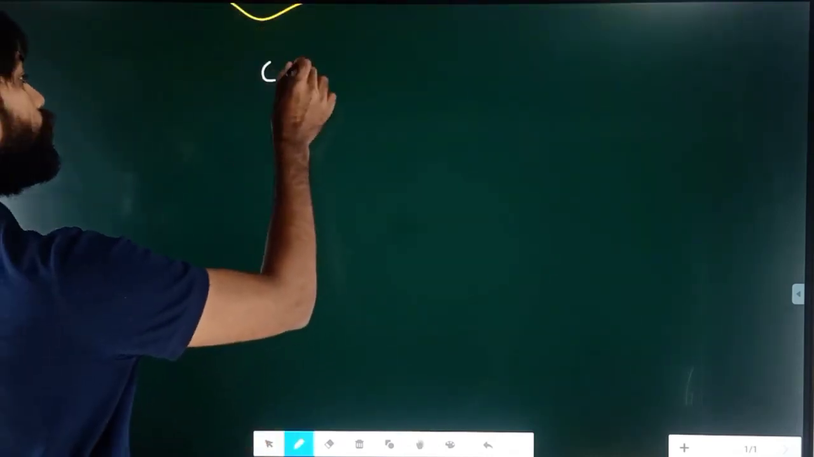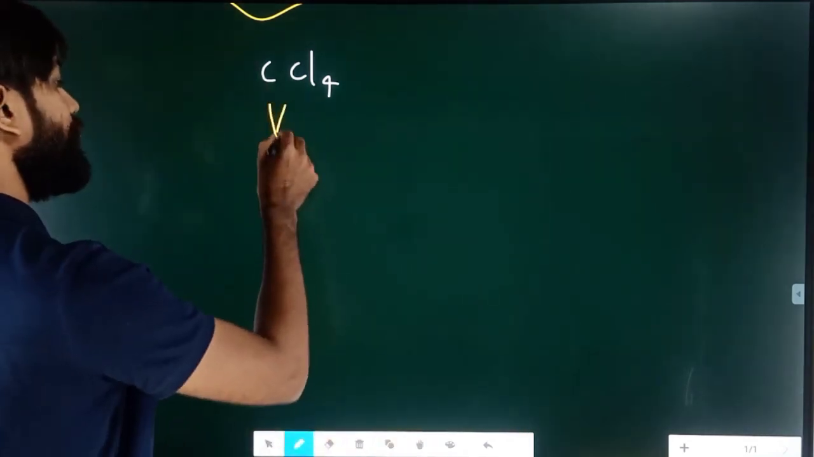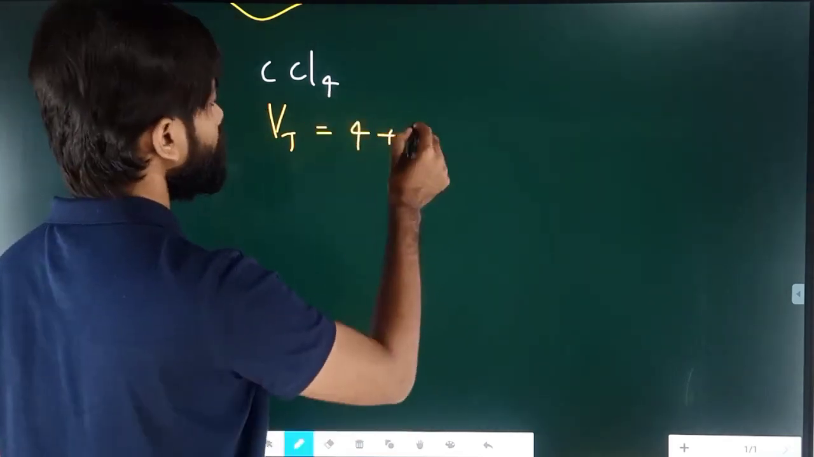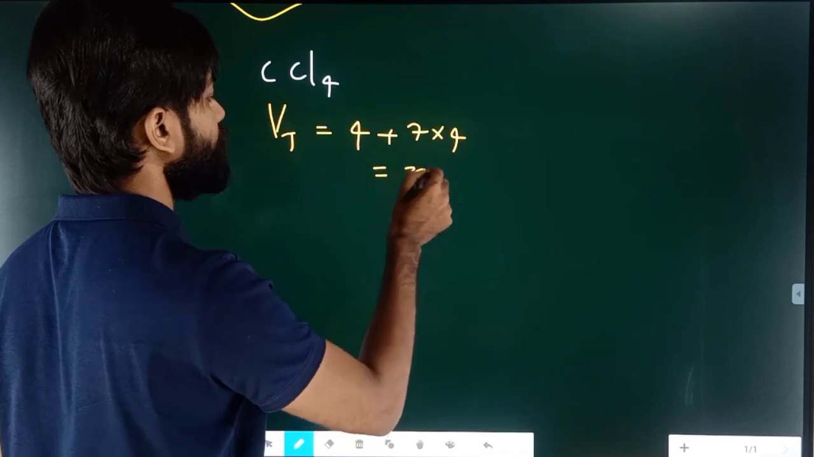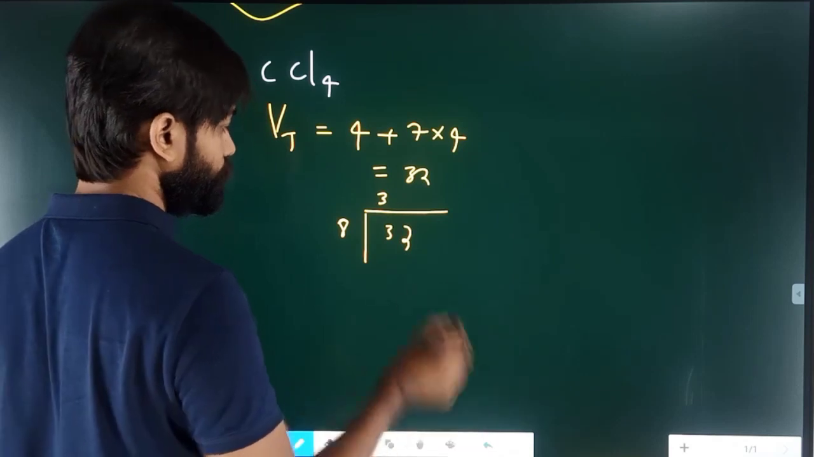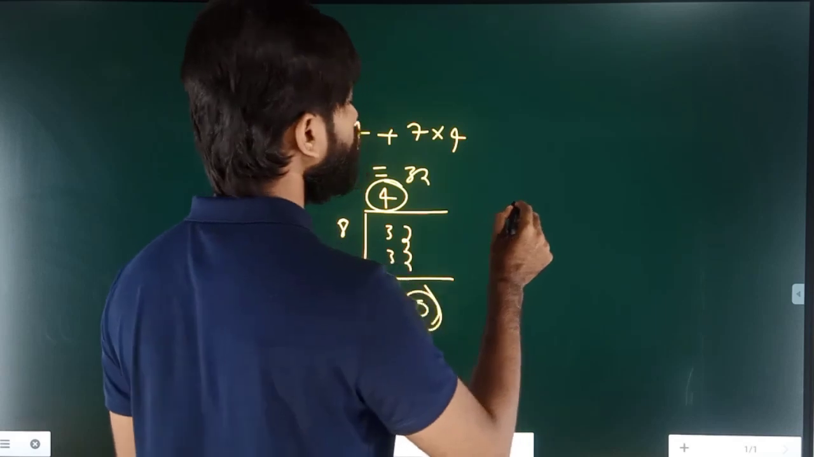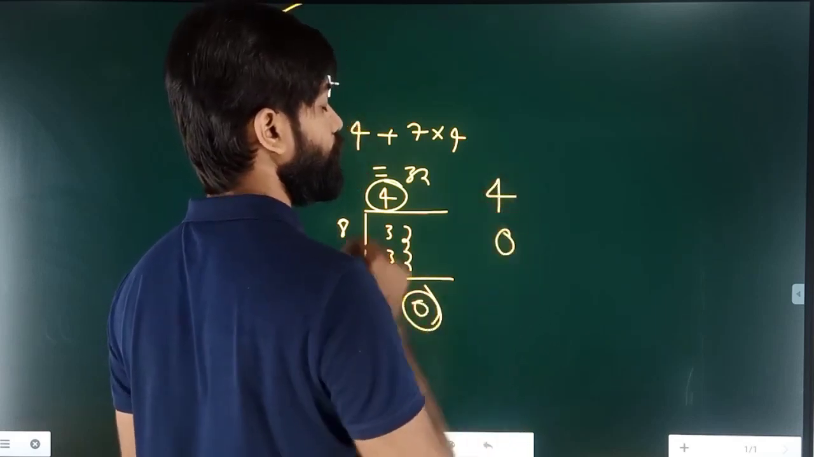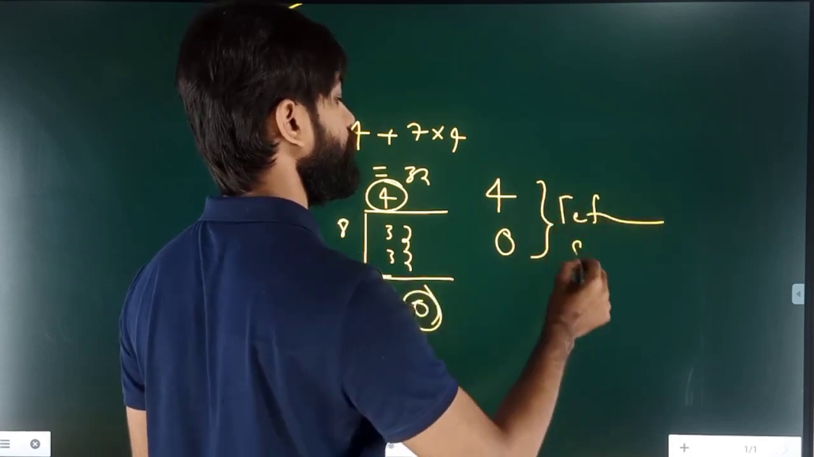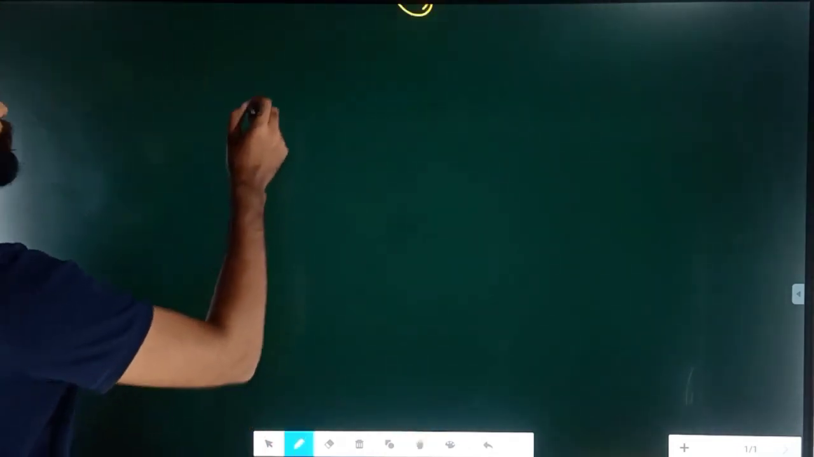Okay. If you have CCl4, fine. Tell me the category. Total valence electron. Carbon 4, plus halogen 7, 7 into 4. Answer is 32. If that is 32, then your 32 divided by 8, 4, 32, 0. So again, 4 bond pair, 0 lone pair. Tetrahedral, sp3 hybridization. Okay, fine.